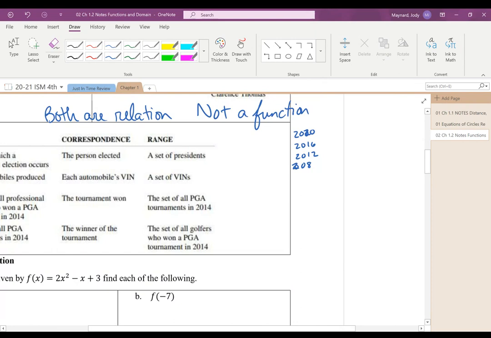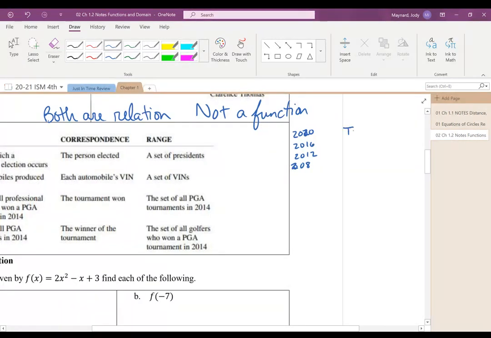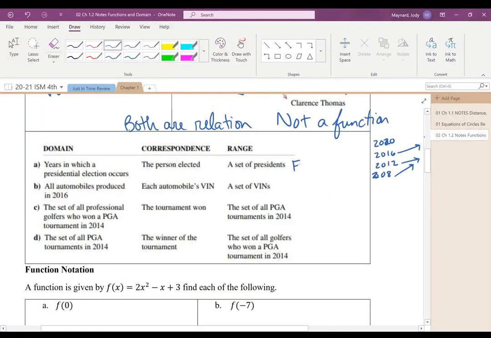The y values are a set of presidents. So we have Trump, Obama, Bush. Okay, so is each of these x values here going to have only one y value? Well, in 2016, we elected one president. In 2012, we elected one president. In 2008, we elected one president. There is no way that you can elect more than one president at a time. So this tells me this is a function.